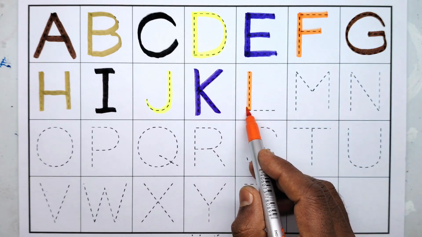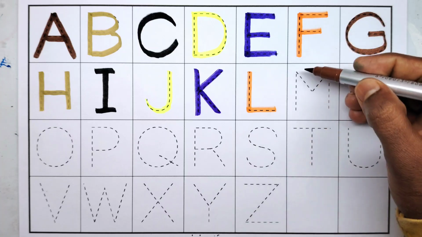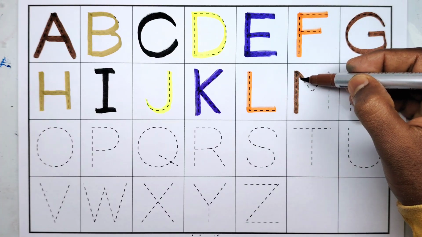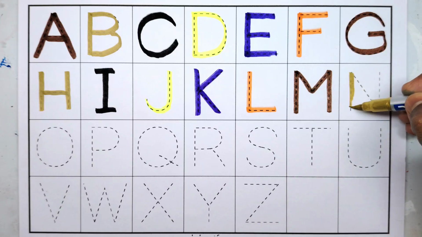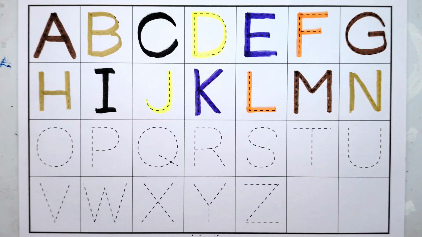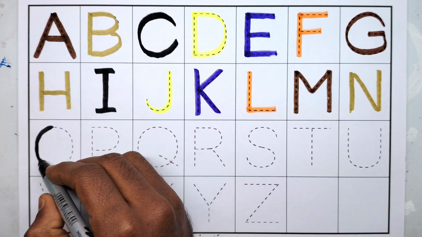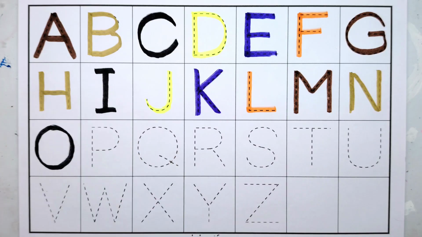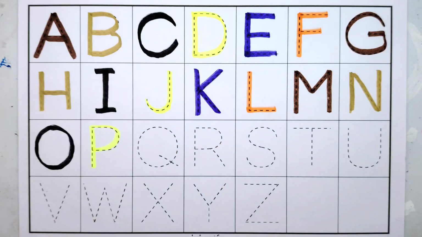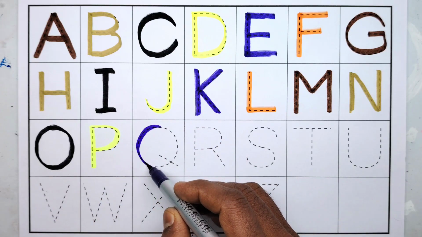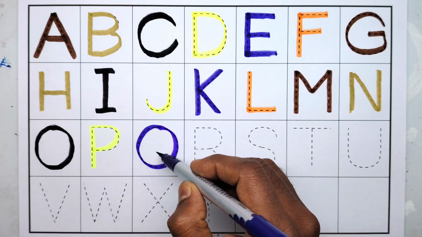L. L for lion. M. M for mango. N. N for net. O. O for oil. P. P for pineapple. Q. Q for queen.